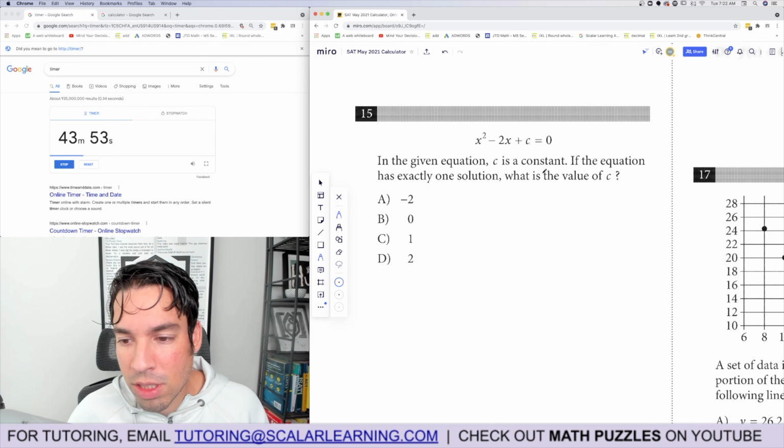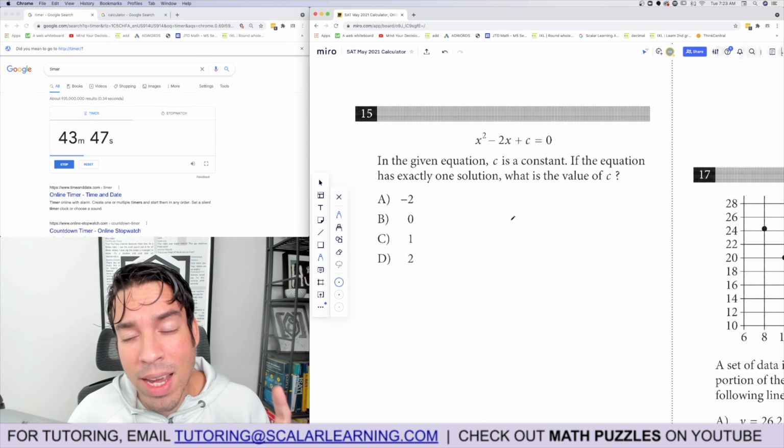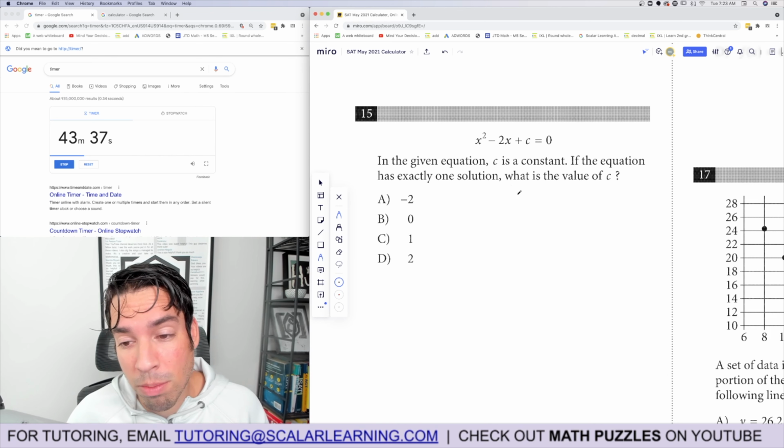In the equation, c is a constant. If the equation has exactly one solution, we're going back to the discriminant, all right? Now, I could argue that we don't need the discriminant and we can probably figure out what this is anyway. I'm pretty sure c is 1, because that's what would make it a perfect square, but this is a nice one for a discriminant.